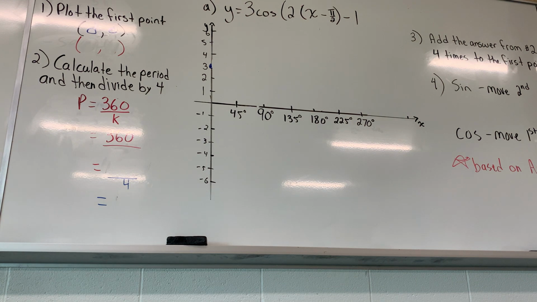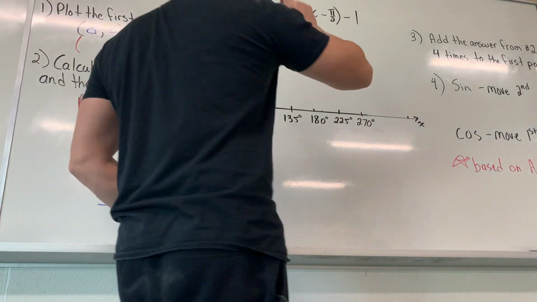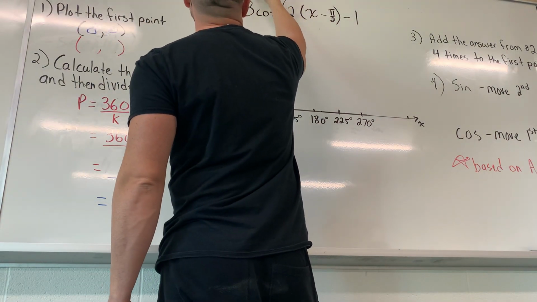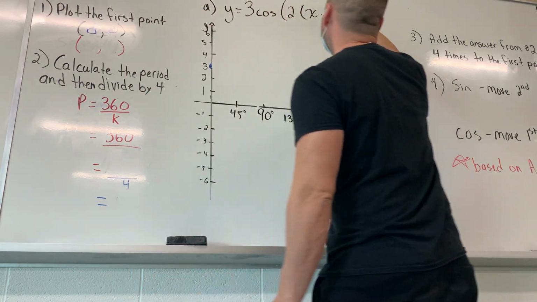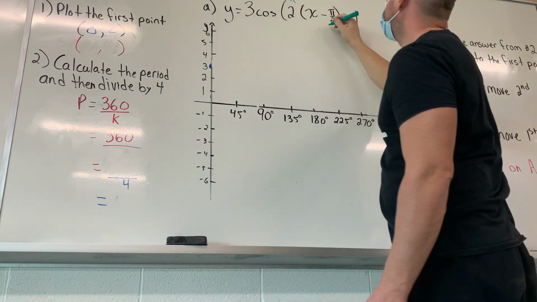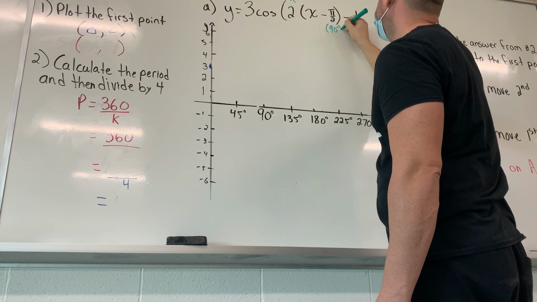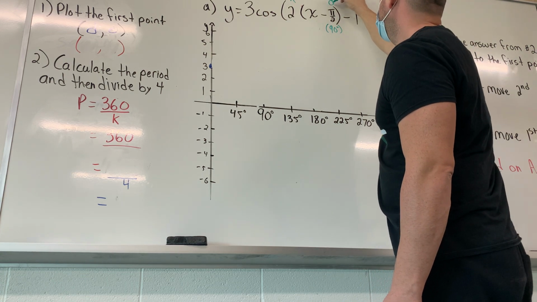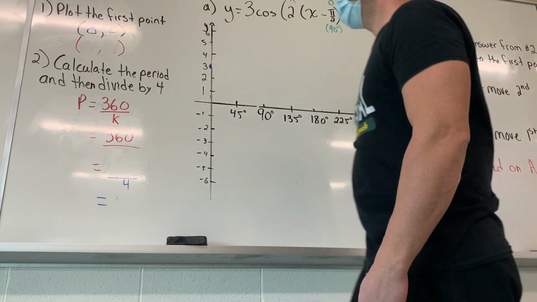So again, let's label our letters. What's the 3? 3 is A. What's the 2? Pi over 2, which is 90 degrees, is our D value, and our last one is C.